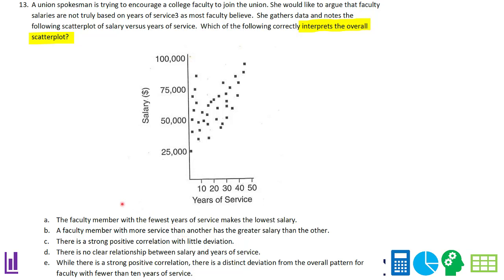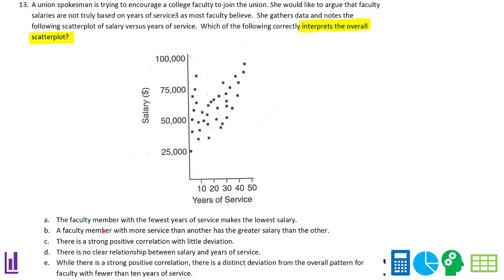Number 13, a union spokesman is trying to encourage the college faculty to join the union. She would like to argue that the faculty salaries are not truly based on years of service, as most faculty believe. She gathers data and notes the following scatter plot of salary versus years of service. Which of the following correctly interprets the overall scatter plot?